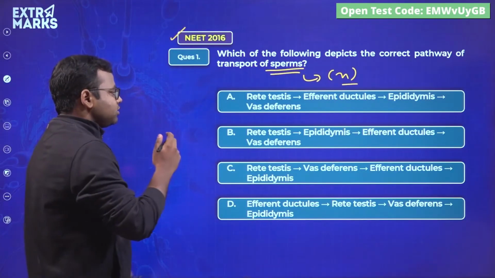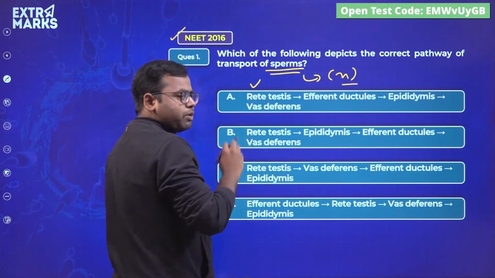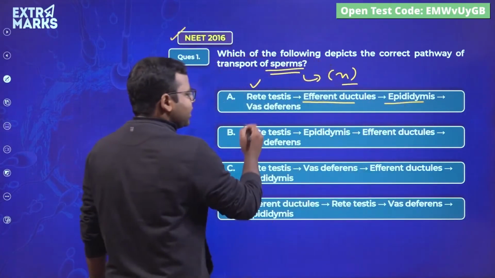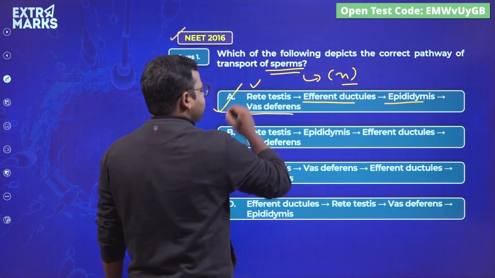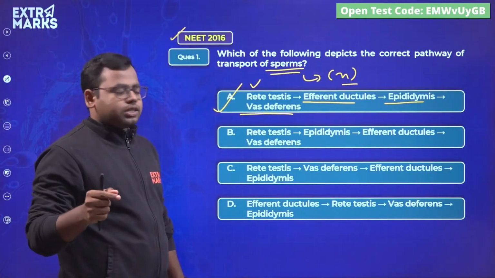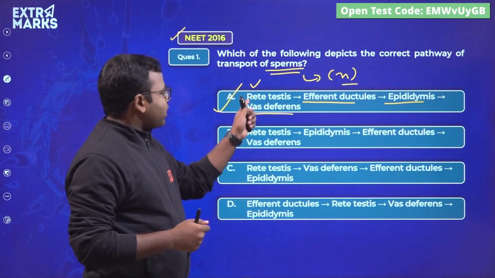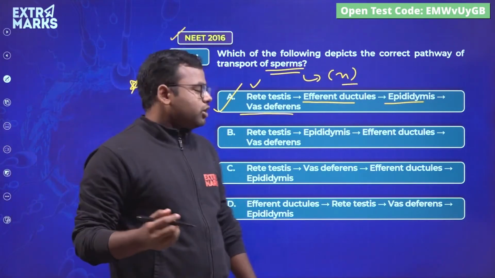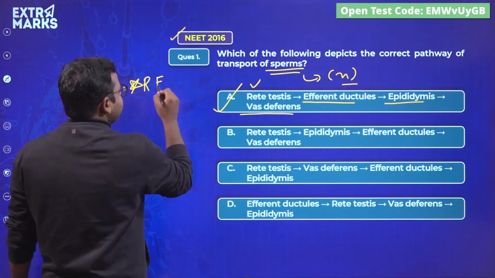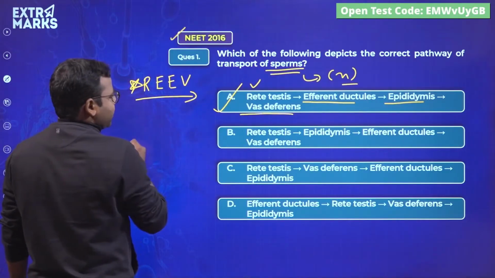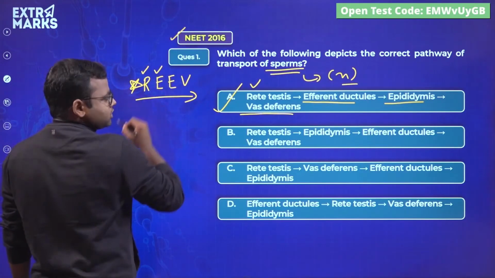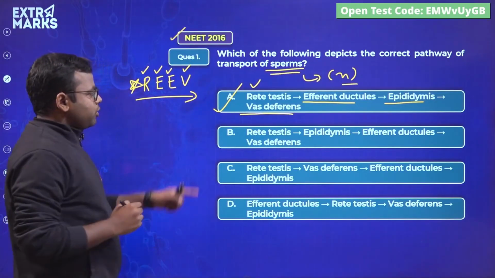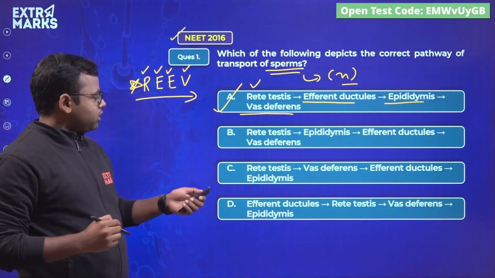So we know that the rete testis is there, then the sperm passes to the efferent ductules, then to the epididymis, and finally the vas deferens, then to the ejaculatory duct, and through the urethra it goes out. So the correct answer of this question will be option A. And I'll give you a trick also, which I have told in classes several times: REEV. Rete testis, efferent ductules, then epididymis, and then vas deferens. This is the correct path. The correct answer will be option A.